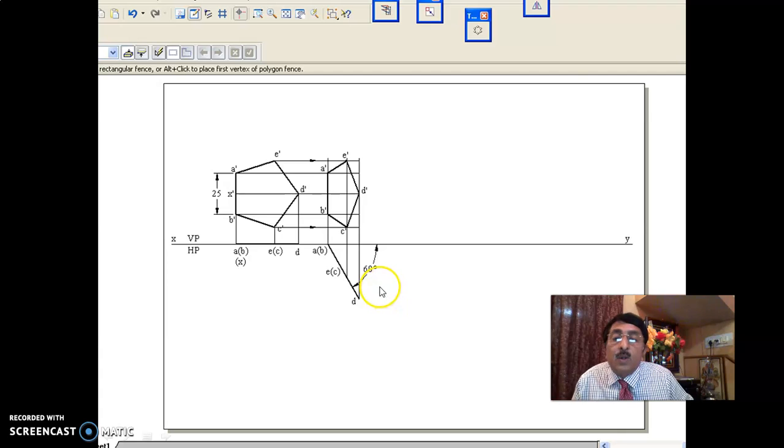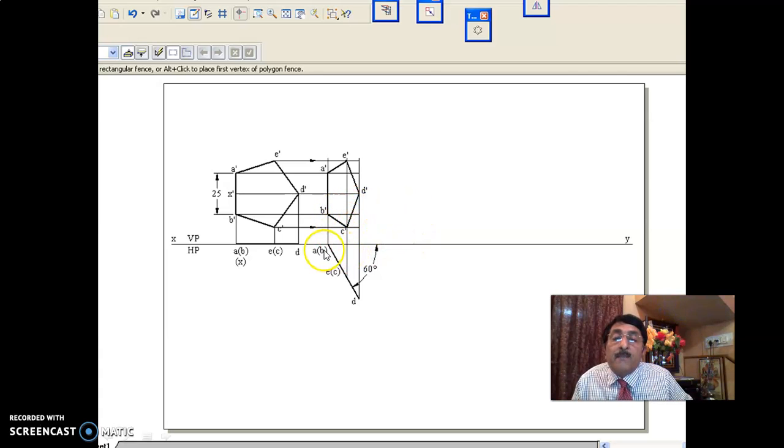Now at this stage, the edge is in VP. Which edge? AB is in VP. The surface is inclined at 60 degrees to VP. For this, you got the front view. And as you see here, of the edges, except A dash B dash, all others are not in true length. A dash B dash is in true length because it is lying in VP. When it is lying in VP, in the front view you should see the true length. B dash C dash, C dash D dash, D dash E dash and E dash A dash have all lost their true length.